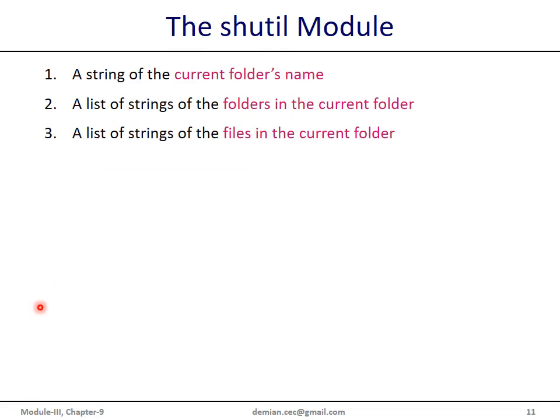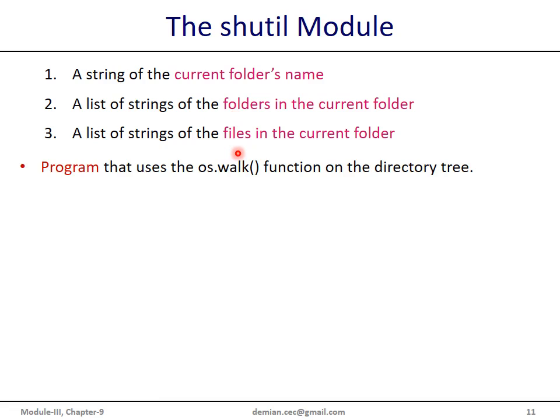The three items that are returned from the os.walk function are: one, the current folder name at a given iteration; two, a list of strings representing the folders in the current folder; and three, a list of strings representing the files in the current folder. Let us take up a simple program to illustrate the use of the os.walk function on a directory tree structure.